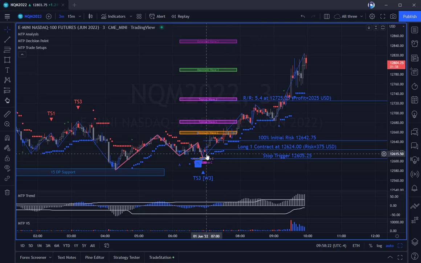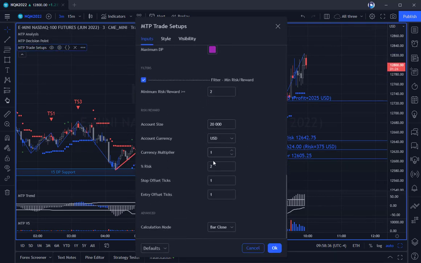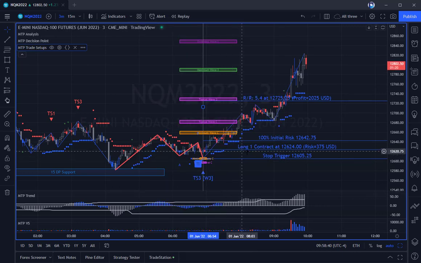Remember, losses can and will and do unfold. This is why we use position sizing, in this case risking less than 2% of a sample $20,000 account, but obviously you can change those settings in the script if you wish to. If you come down here, you can then change your account size and your percentage risk as well. So that allowed you to then go long one contract.